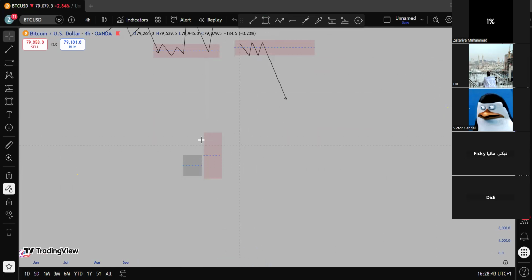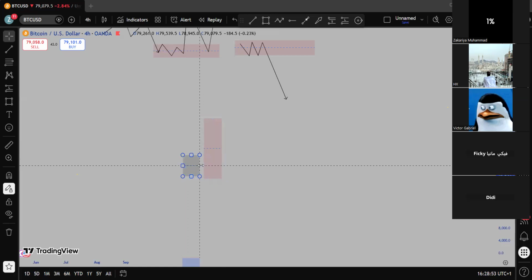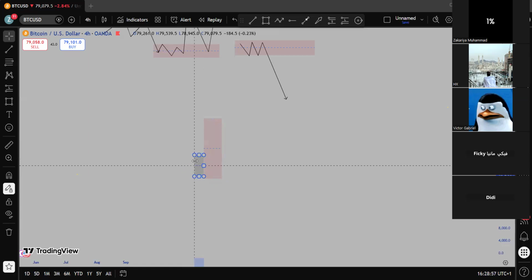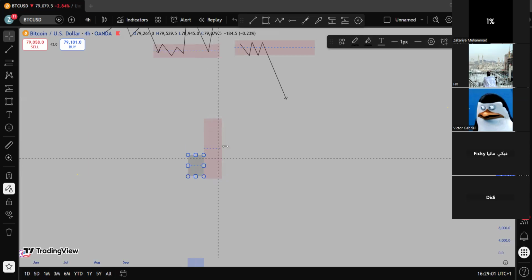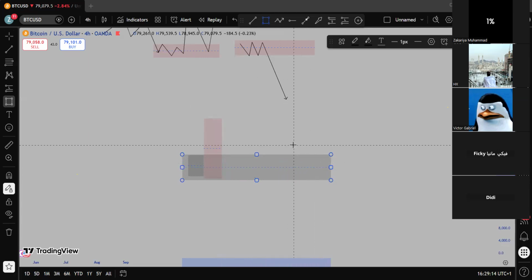For a bullish order block, this is a candle, and this also is a candle. To mark a bullish order block, you want to see a bearish candle, this black candle, then a bullish candle engulfing it, covering it. This is how you mark your order block. This candle is your order block. This bearish candle, this is how you mark an order block.